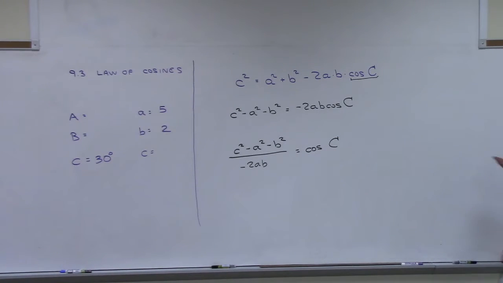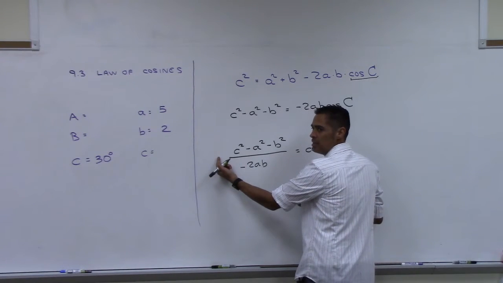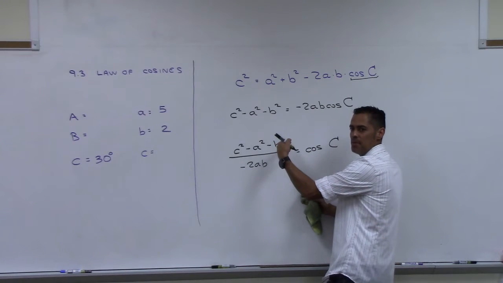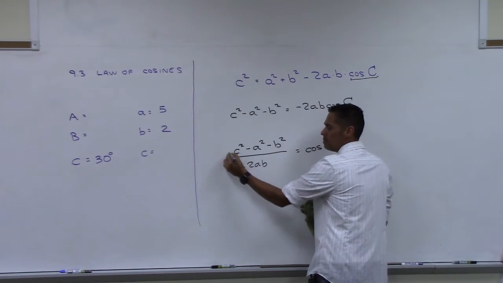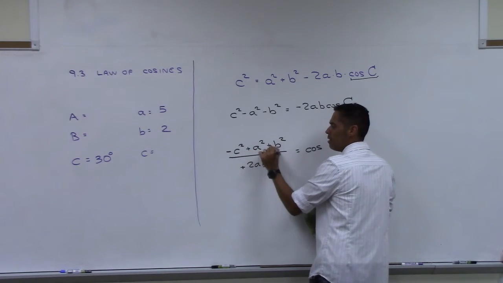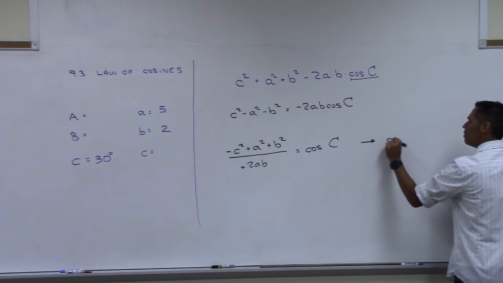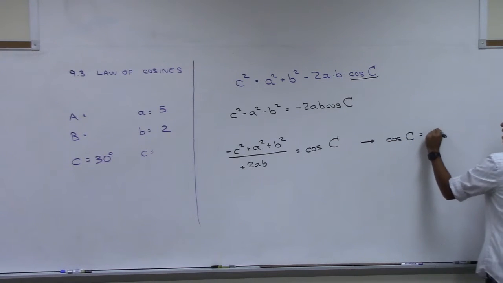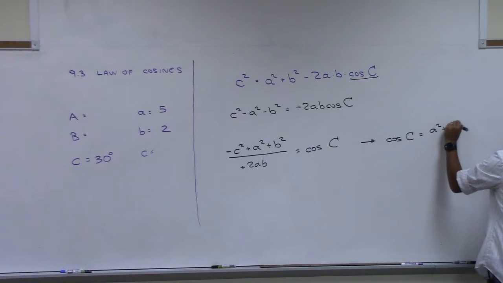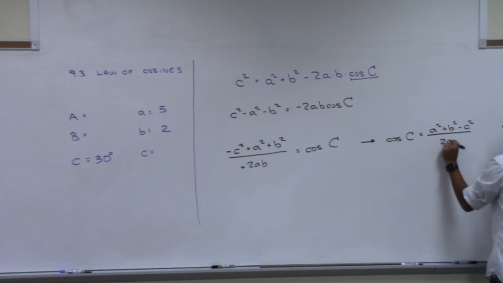Now, most books will not leave it like that. They take this negative and pull it out front, and then push it to the top instead. That becomes a plus, this becomes a minus, a plus, and a plus. Y'all see that? So the formula that you will see in the back of most books is cosine of capital C equals a squared plus b squared minus c squared over 2ab.